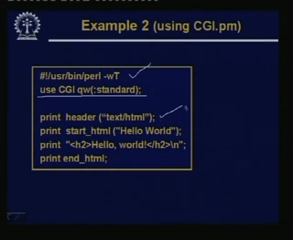The first line uses the function header, print header within brackets, text.html. Actually, this will generate a MIME type header, content type text.html. If it is something else you are generating, instead of text.html you can write that. If it is image/jpg, you will write image/jpg, okay.